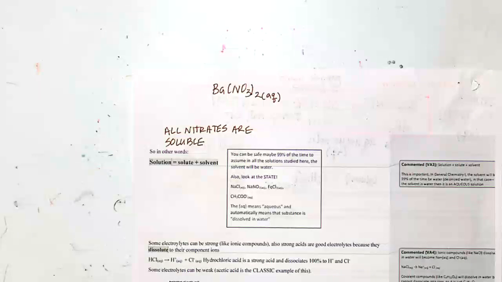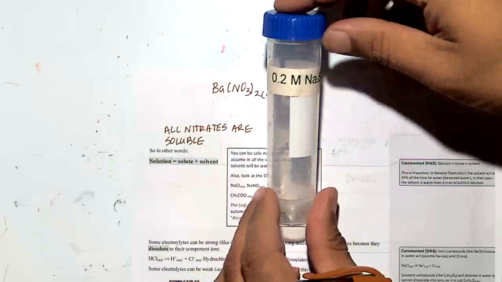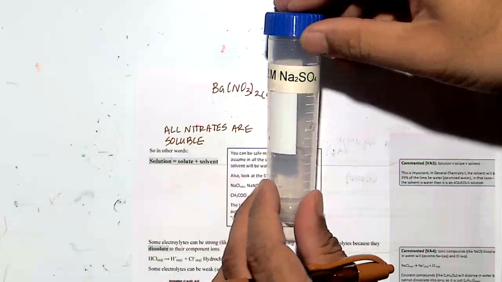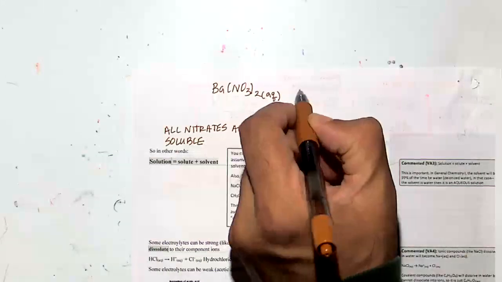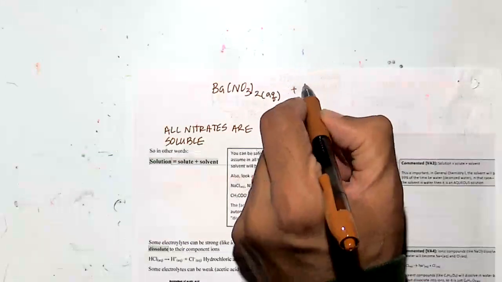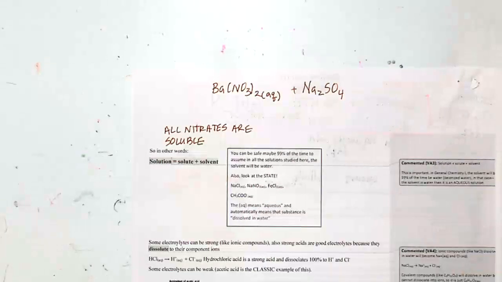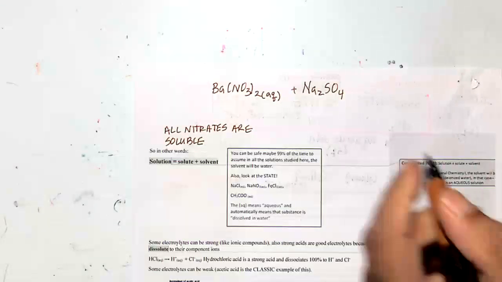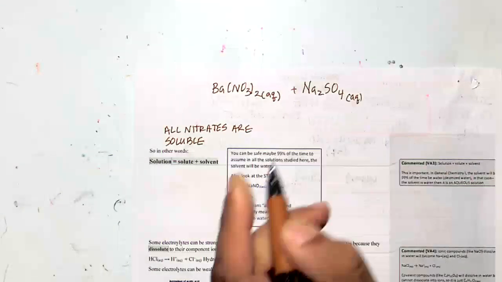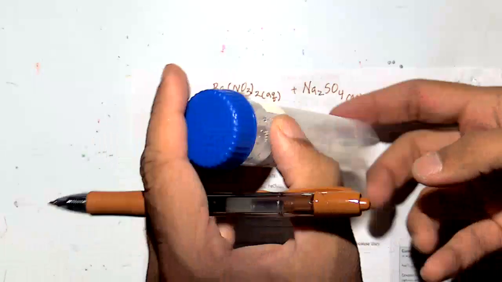All nitrates are soluble. All right, so we have barium nitrate aqueous. Let's mix that in with some, same thing, 0.2 M, moles per liter, sodium sulfate. Is this solid, liquid, gas, or aqueous? This is some sodium sulfate mixed with water. It's aqueous. Don't say liquid. There's some sodium sulfate dissolved in this small amount of liquid.